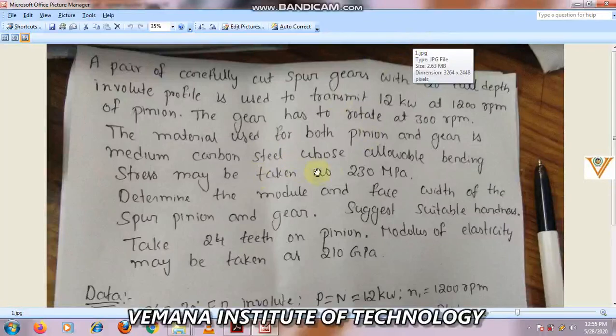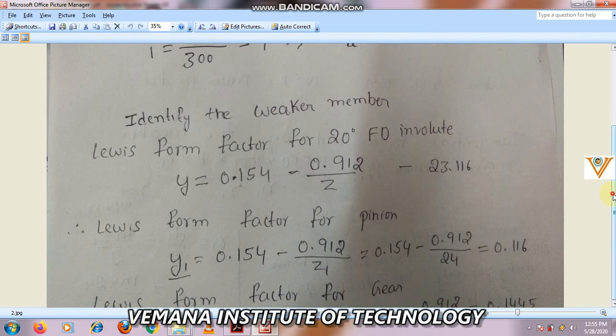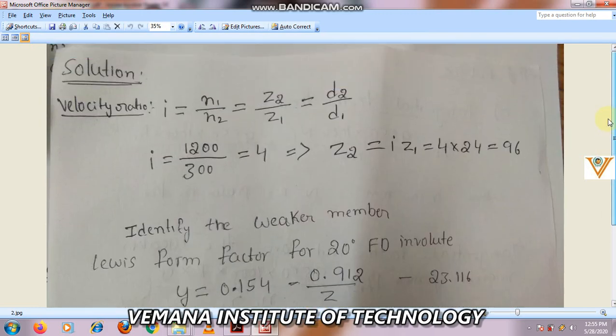So read the complete problem and note down all the values, parameters or data. Okay, the first step is to identify the weaker member. Before that we need the velocity ratio, that is i equals N1 by N2 or Z2 by Z1 or D2 by D1. This we call the velocity ratio.